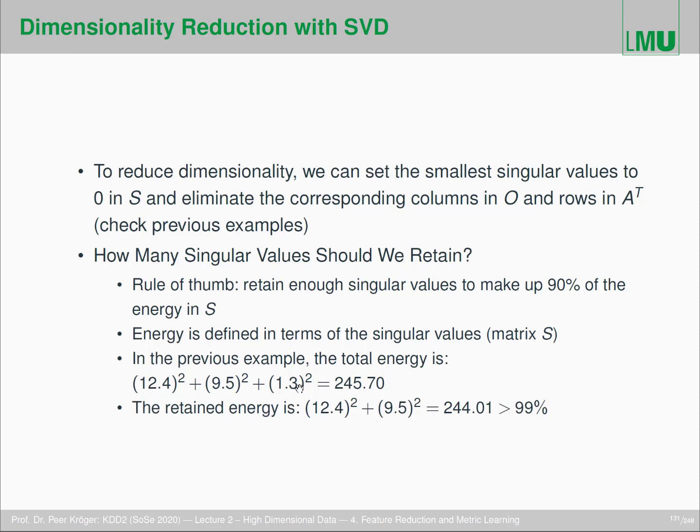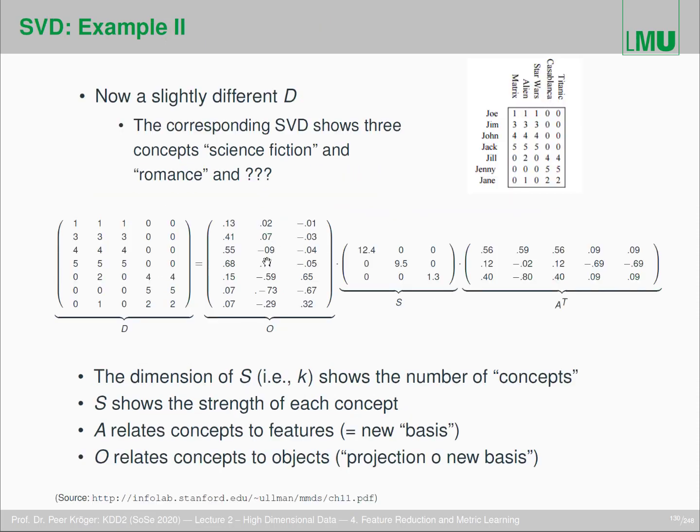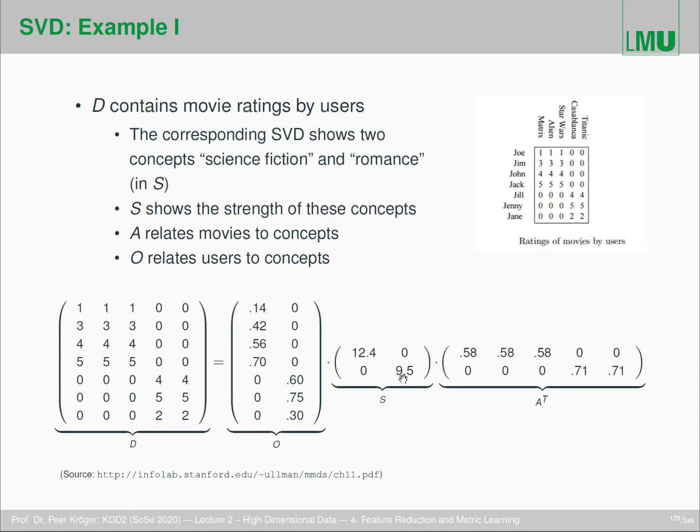So if we omit the third one here, the retained energy is just the sum of the remaining ones, those two here, which is still pretty close to 245 something. So if we just omit this one, we still keep more than 99% of the total energy. So we can easily omit the third concept and reduce the whole thing to a 2-dimensional thing. Yeah? In this example, I won't reduce it any more, it's already reduced. It's already a two-dimensional data set.